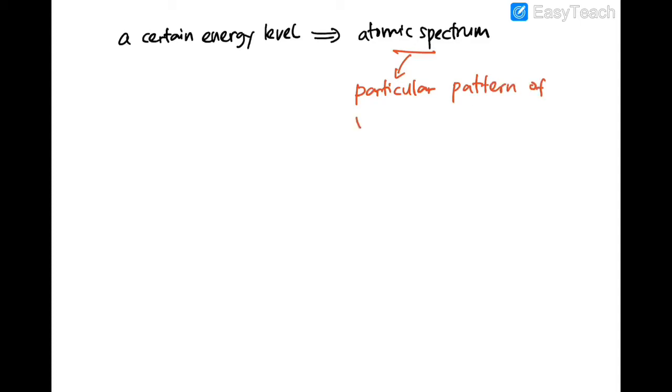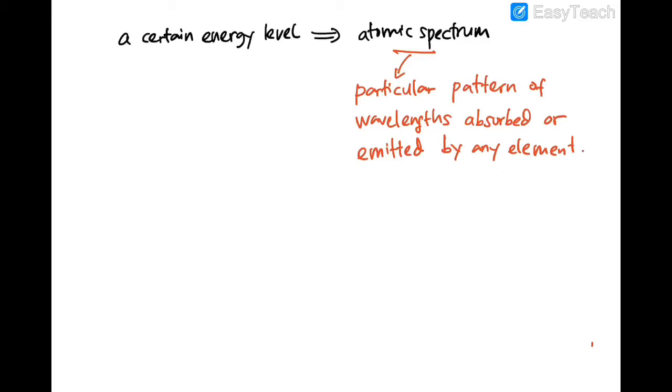has also been proven experimentally from the experiments on atomic spectra. The atomic spectrum is defined as the particular pattern of wavelengths that are absorbed or emitted by any element.